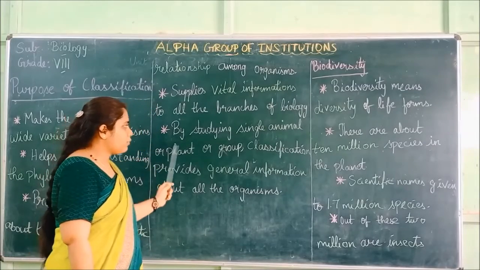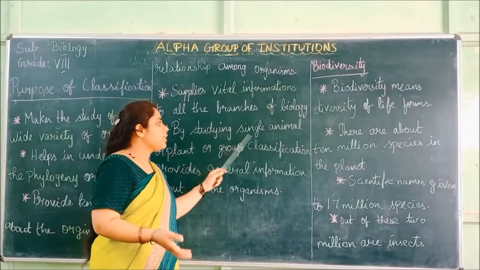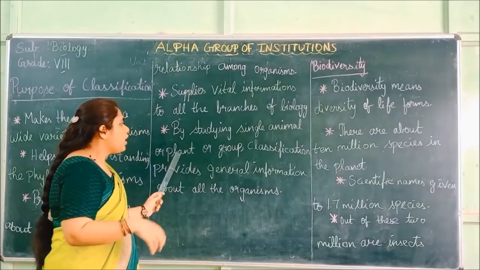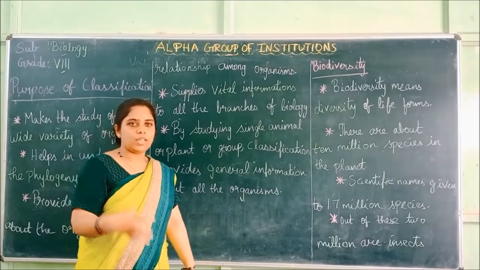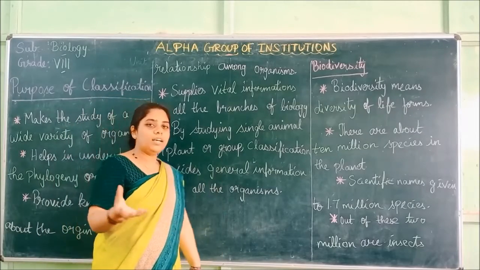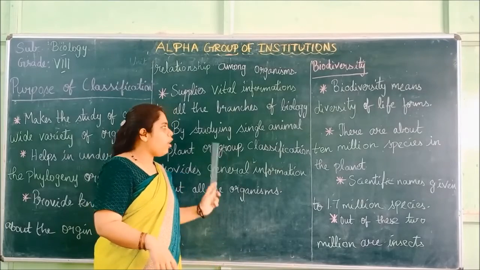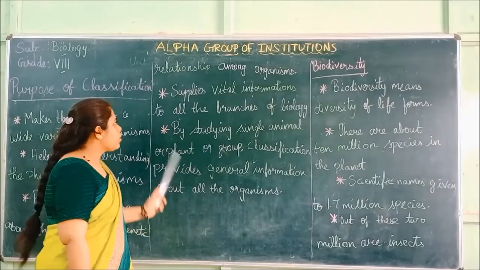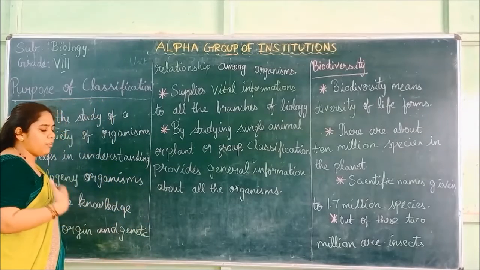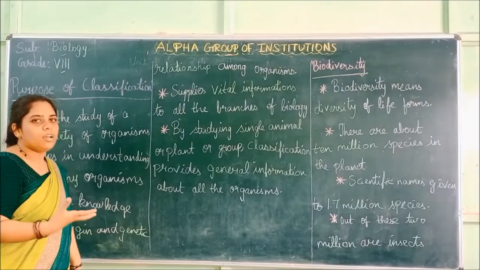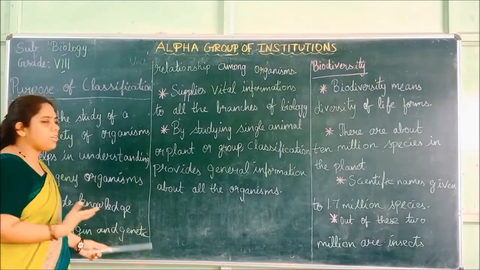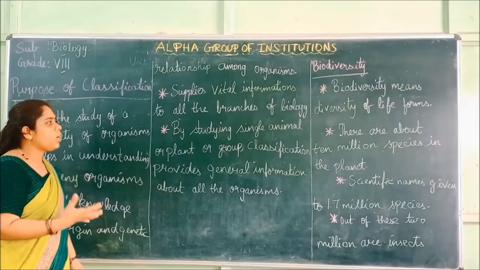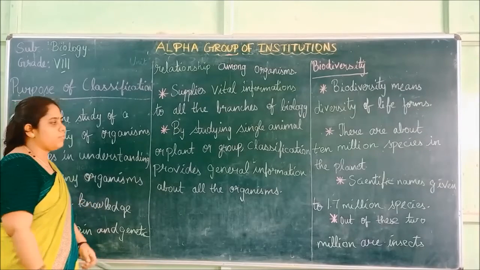So in classification, we can learn about a single animal, we get information about any single plant also, or we can learn about them as a group also. So all these three things are possible in classification. So these are the purposes of classification. Some benefits also, you can say benefits of classification. So why classification is made, and what are the different uses of classification.